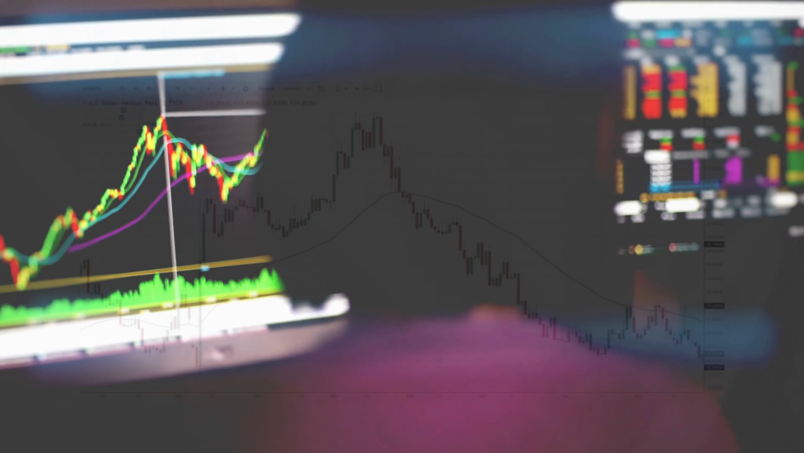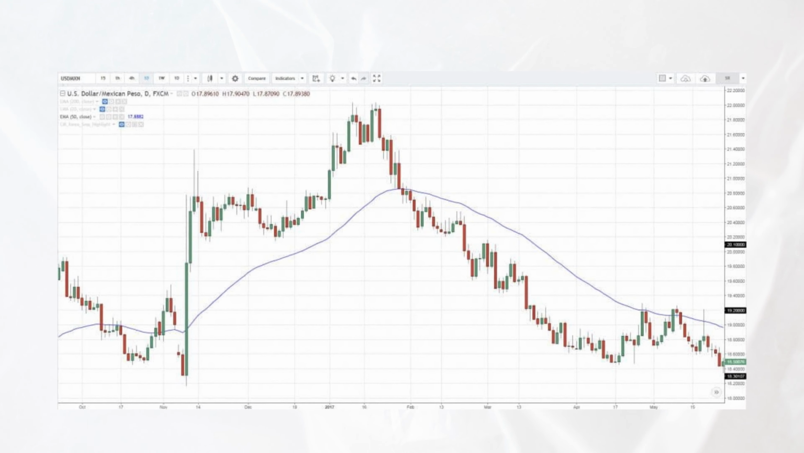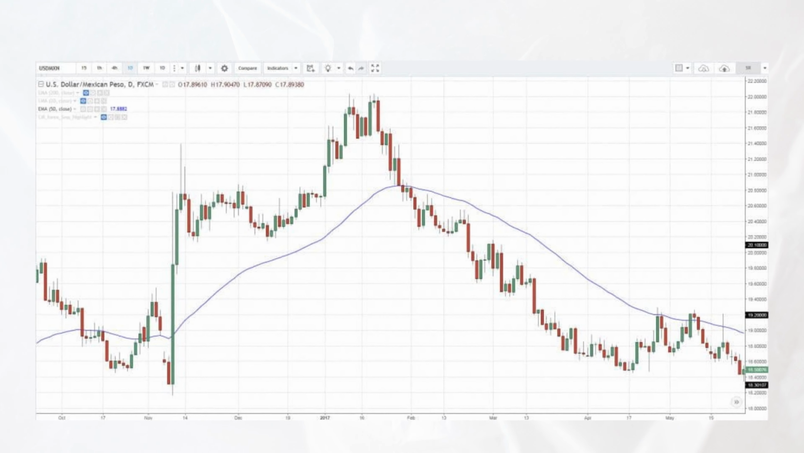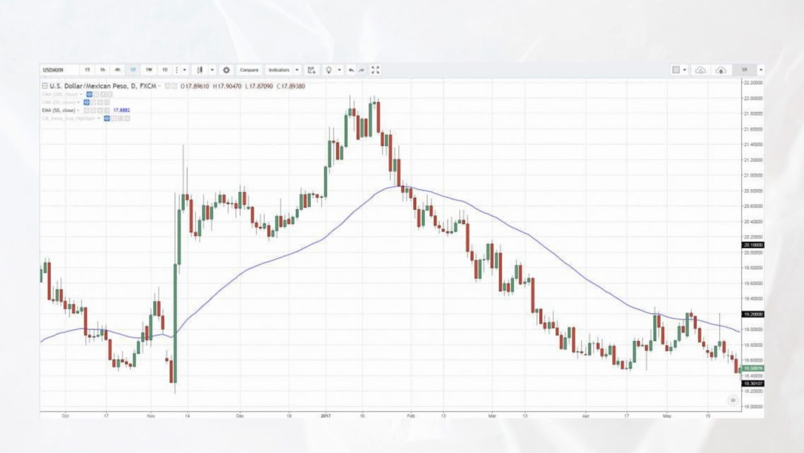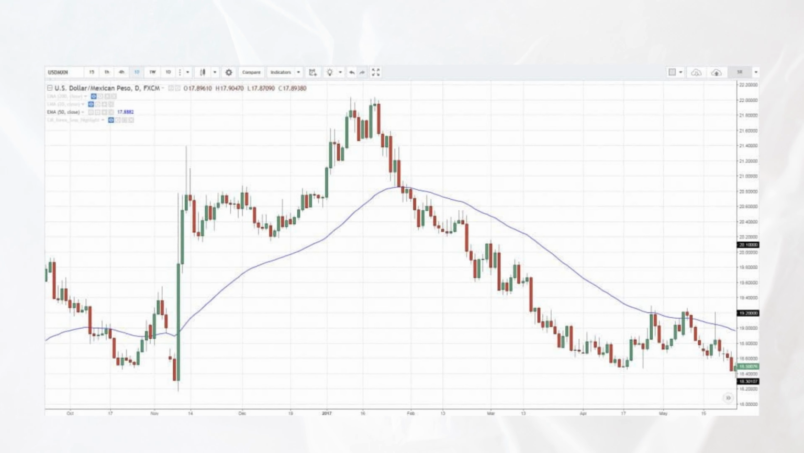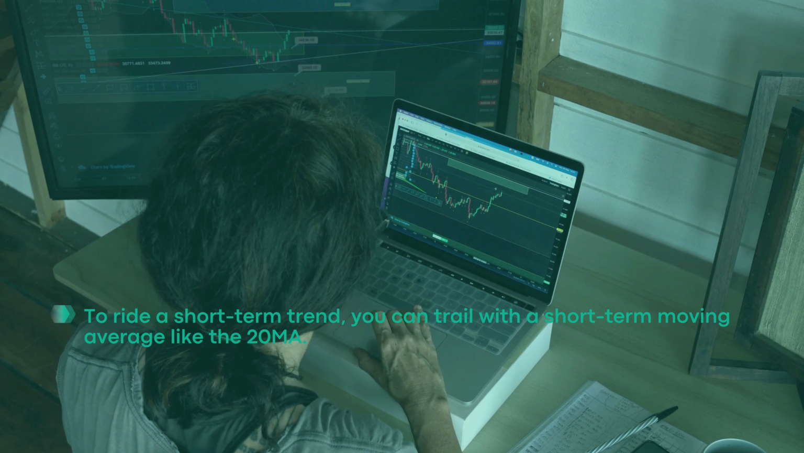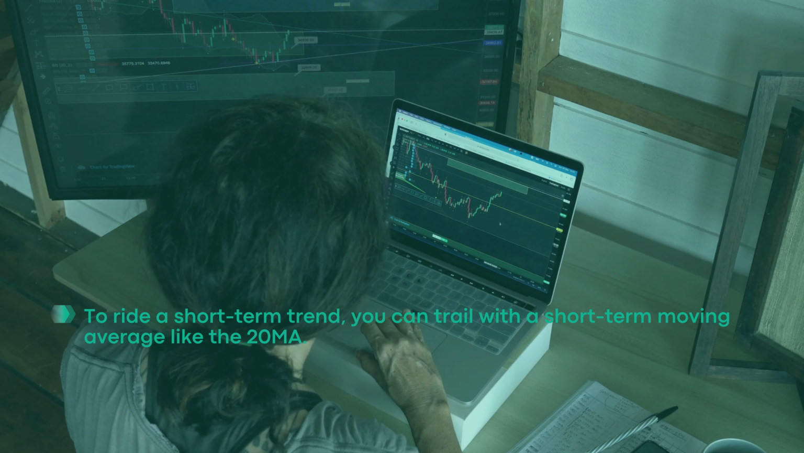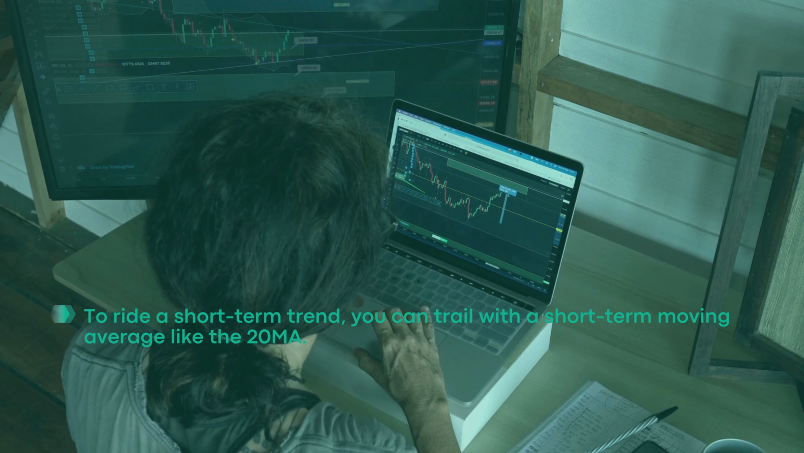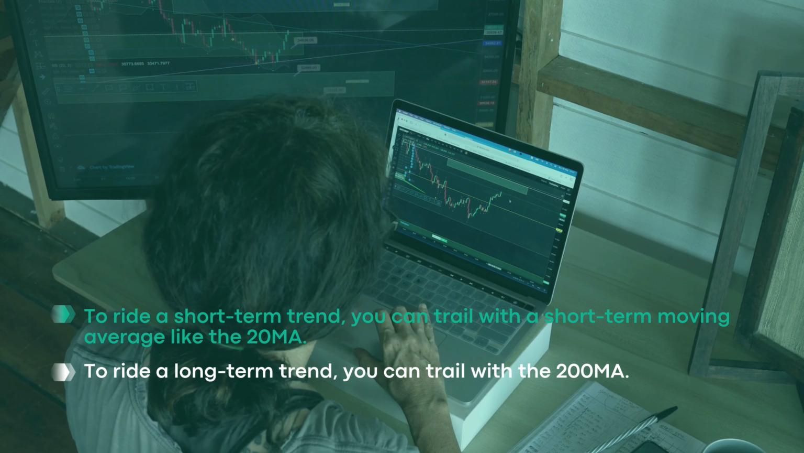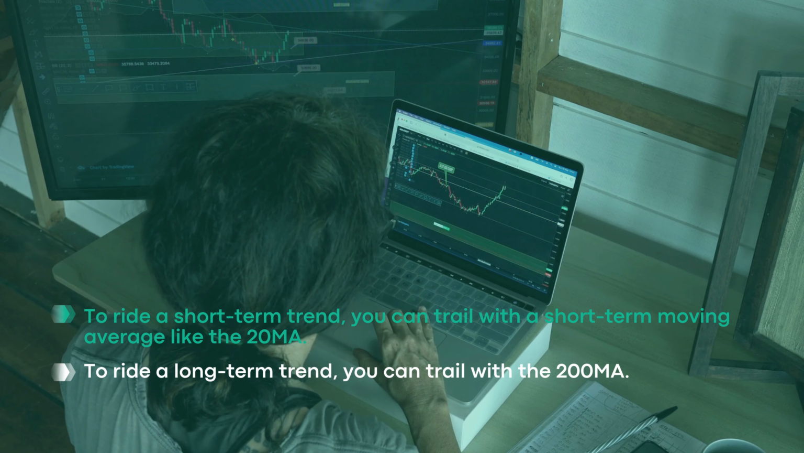For example, if you want to trail your stop loss using the 50 moving average, then you only exit your trade if the market closes beyond it. Here's what I mean. Now, if you want to ride a short-term trend, you can trail with a short-term moving average, like the 20 moving average, or if you want to ride a long-term trend, you can trail with the 200 moving average.